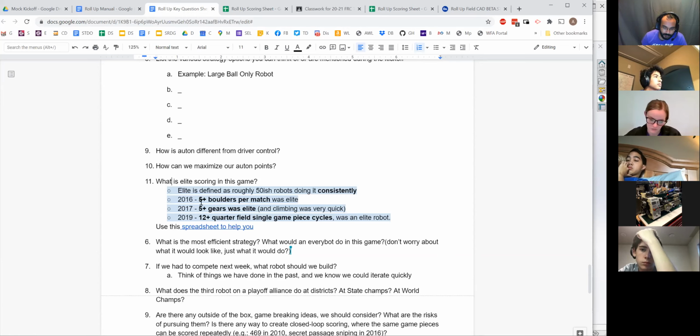These games are definitely different though, right? In 17, to score a gear, you had to run all the way across the field and come all the way back. In 16, you had to climb a defense, get a ball, climb another defense, come back and score it. In 19, you're doing basically quarter field cycles back and forth.